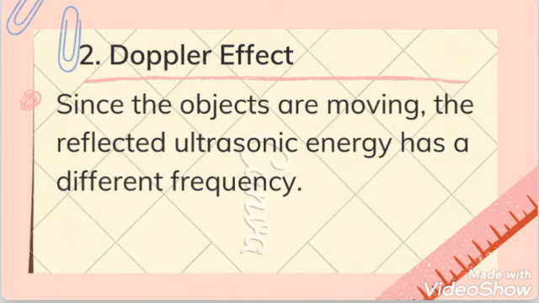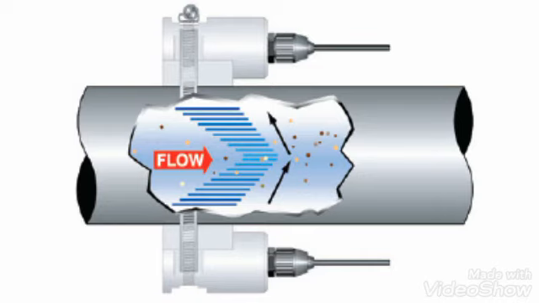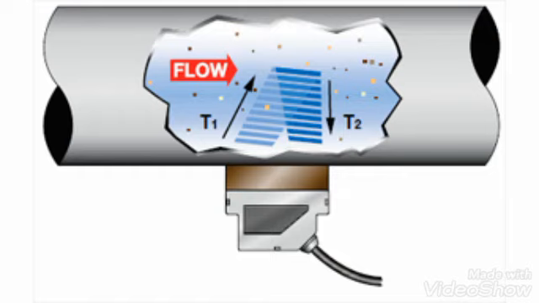Since the objects are moving, the reflected ultrasonic energy has a different frequency. So this will change the frequency of the reflected ultrasonic and we can measure this velocity, and it will be proportional to the flow. Here you can see this ultrasonic is reflected by the particles back to the receiver and it has a different frequency. Its frequency will change, and this change in frequency is proportional to the flow.